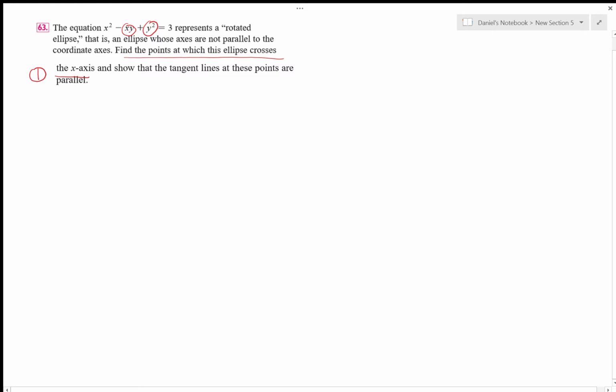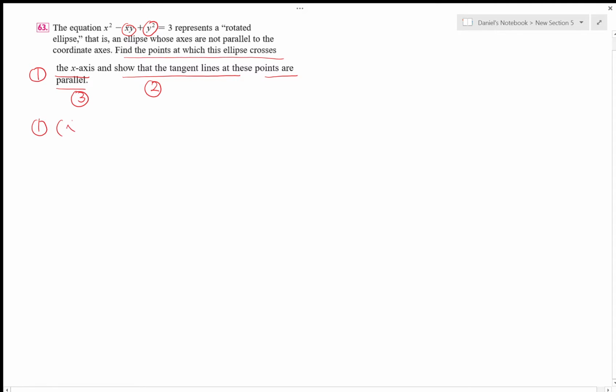Now the second part is to show that the tangent lines at these points are parallel. Well, in order to see whether two lines are parallel, you have to know their slopes, right? If the slopes are the same, they are parallel, obviously with a different y-intercept. So the second part of the question is to find what y prime or dy over dx is, the slope of the tangent line. And then the third part is to compare them and see whether they're the same. So let's take a look at the first part.